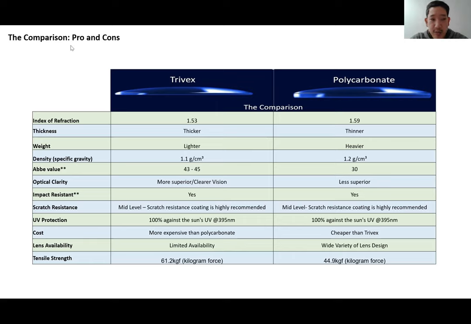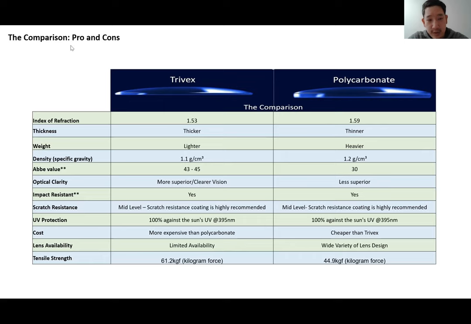So Trivex will be more clear, more superior than polycarbonate lens. Polycarbonate lens is going to be less superior in terms of clarity. Trivex is definitely going to be your best choice, right? So impact resistance, right? Fortunately, both of them are known to be impact resistant lenses, right? So Trivex and polycarbonate lens, both of them are impact resistant.